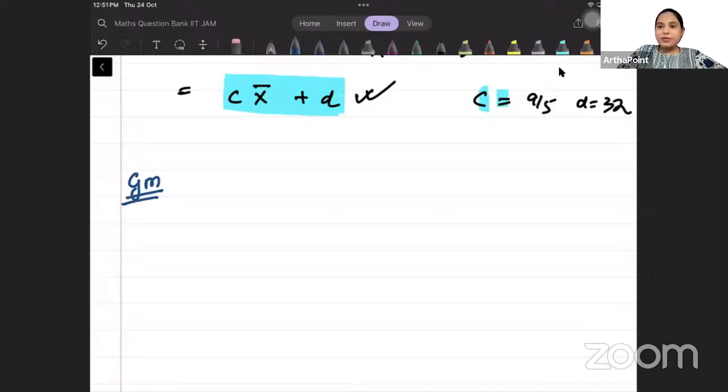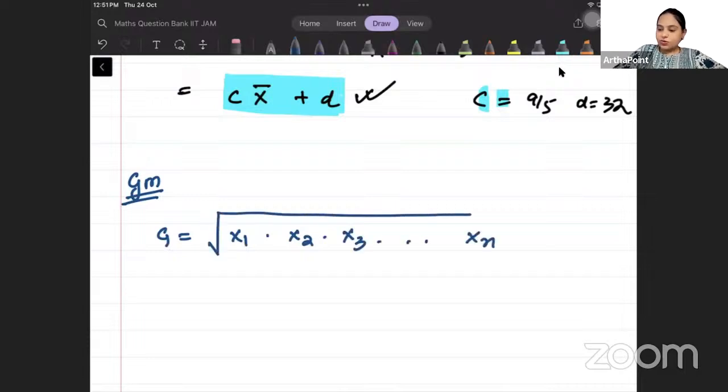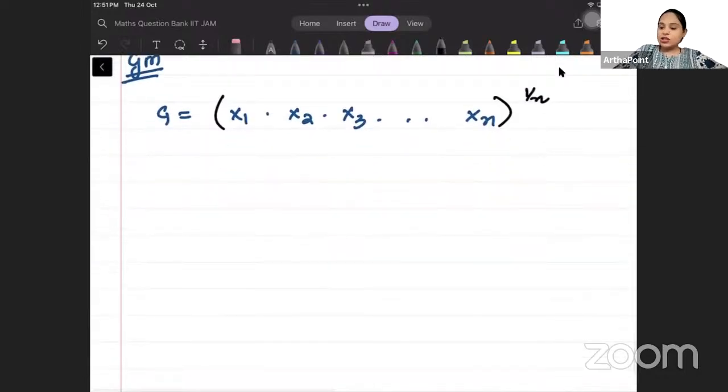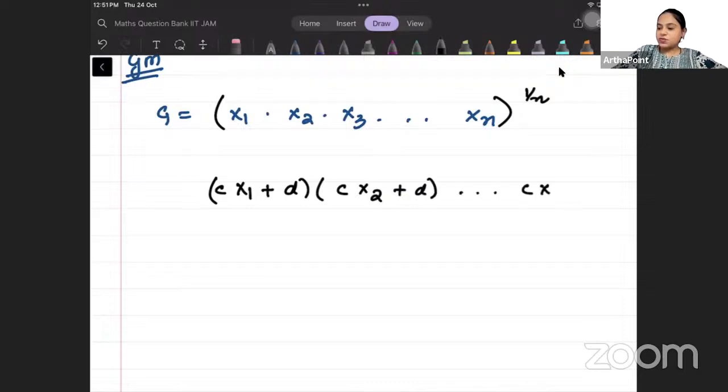So suppose I represent that the initial GM is x1 into x2 into x3 till xn, to the power 1 by n. And now I go ahead and scale each observation with C and add D to it. I scale each observation with C and I add D to it. And I keep doing this.